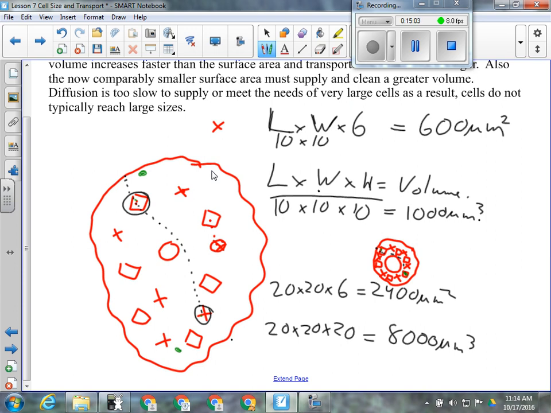Okay, so it works exactly the same in a cell. Transport can only go so fast and over so much area. Okay, or over so much volume. Okay, the bigger that gets, the tougher that situation is going to be. All right, questions on how that works?